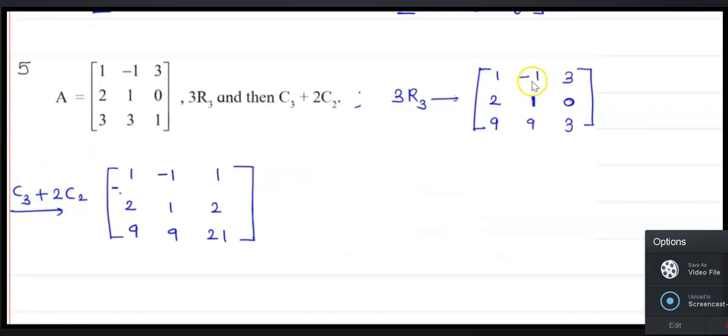Now first of all, minus 1 into 2, that is minus 2. Plus 3, we get 1. Next is 2 into 1, 2. 2 plus 0 is 2. Next is 9 into 2, 18. 18 plus 3 is 21. And this is the final answer.